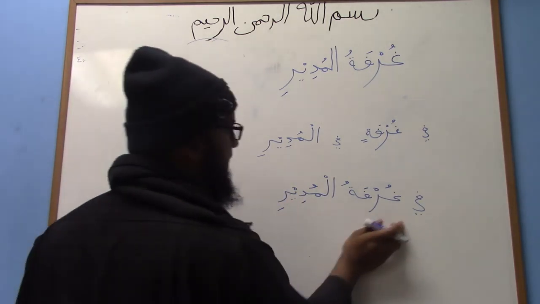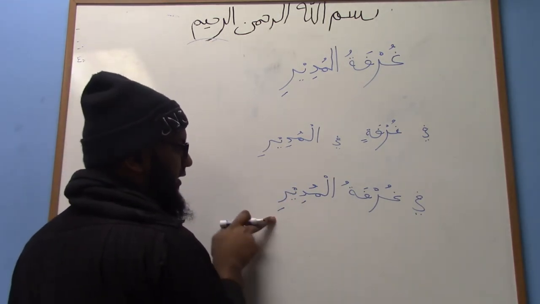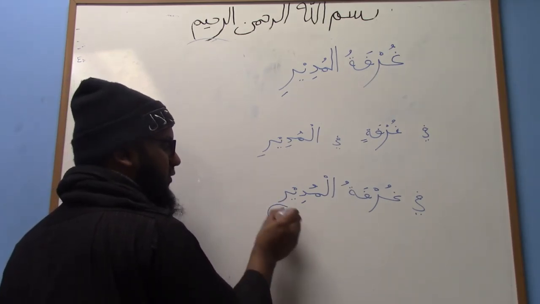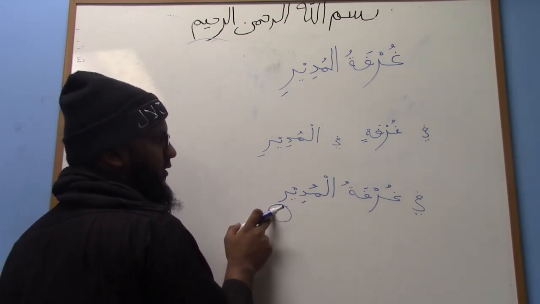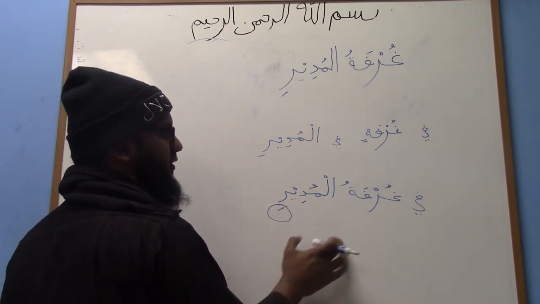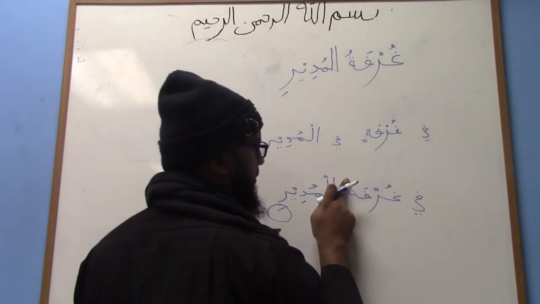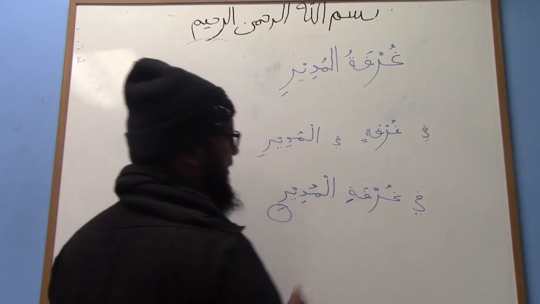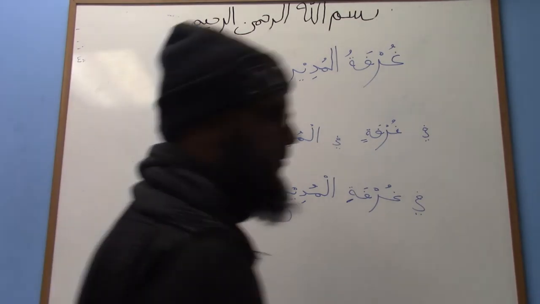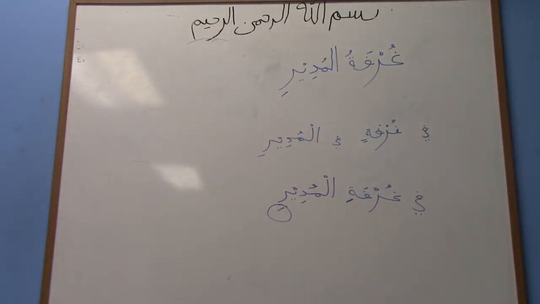Okay? Now the fi is supposed to change the words into kasra, right? But we said that the possessor always has kasra no matter what, or kasratain if there's no alif lam. So it can't change this. Therefore, what does it change? The possession, the one dhamma. It changes it to only one kasra now. Okay? One kasra. So we say, fi ghurfatil mudiri. So this is why we have here in this sentence, fi ghurfatil or min ghurfatil mudiri. Min is also a harf, preposition, so it works the same way as fi. Okay?